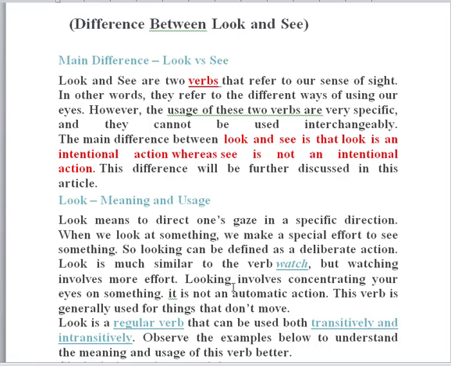Look is much similar to the verb watch, but watching involves more effort. Looking involves concentrating your eyes on something. It's not an automatic action. This verb is generally used for things that don't move.